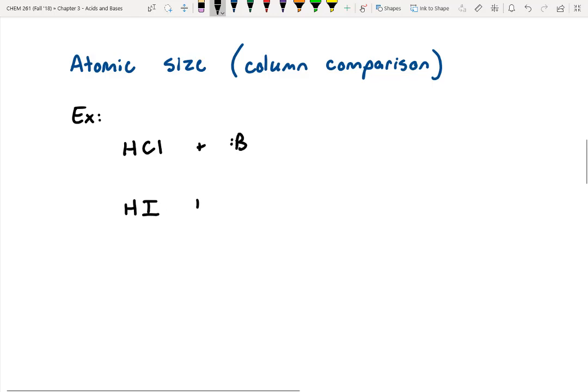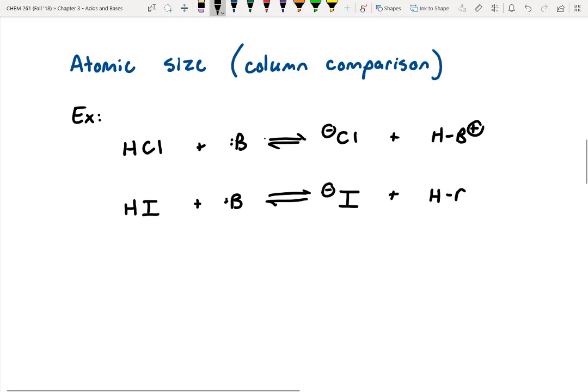We're going to treat this with some sort of imaginary base. Draw out our equilibrium. And the conjugate base for the first reaction is going to be the chloride anion. Conjugate base for the hydroiodic reaction is going to be the iodide anion. And in each case, we get our conjugate acid. So now we're comparing the chloride anion as our conjugate base to the iodide anion as the conjugate base in the other reaction.